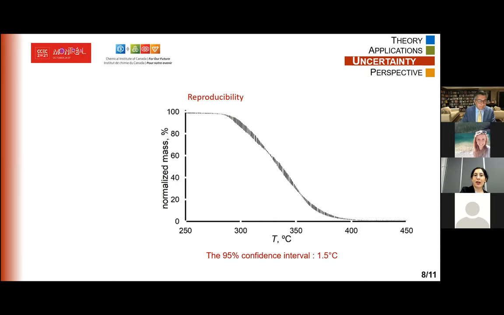We also try to find the reproducibility of TGA equipment. Of course, this reproducibility really changes from one TGA equipment to another, but for a common TGA that is normally in most of the labs, after two repetitions, the 95% confidence interval stays within 1.5 degrees Celsius, which is really good when you're working at high temperatures, above 300 or 400.